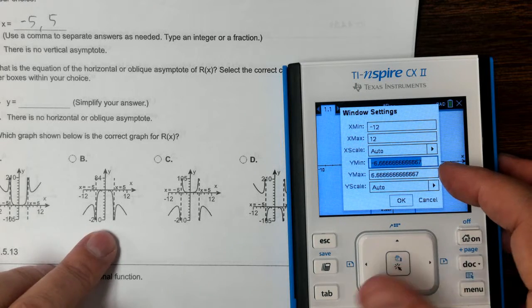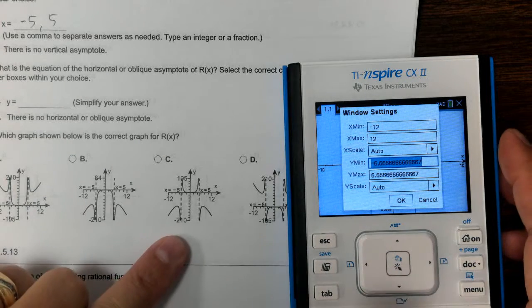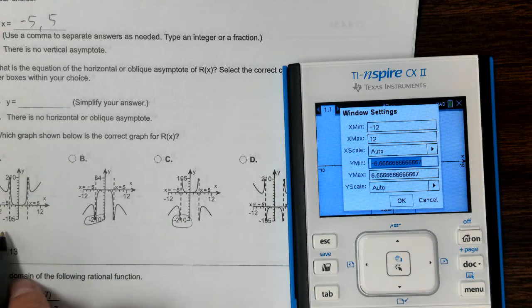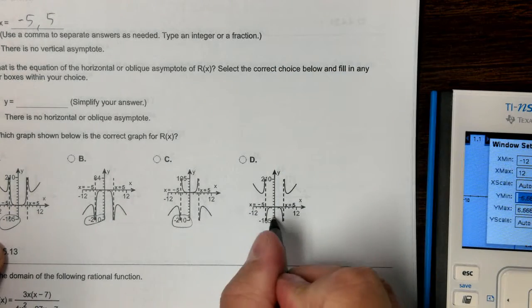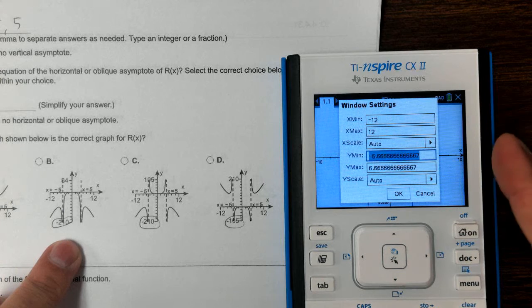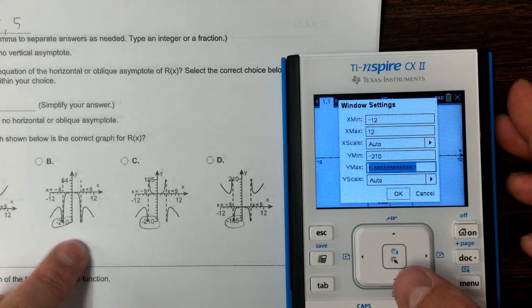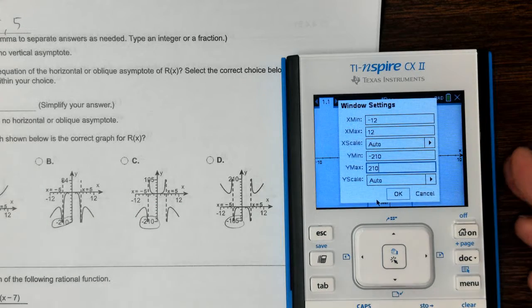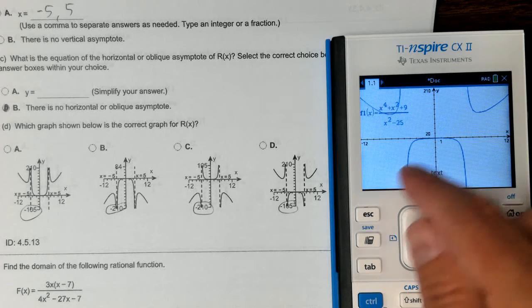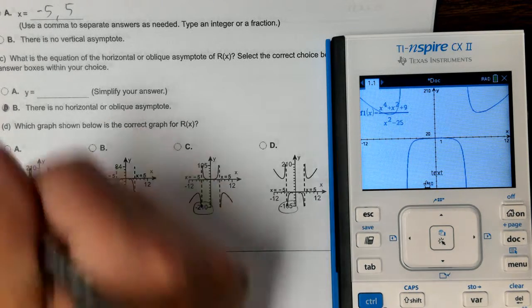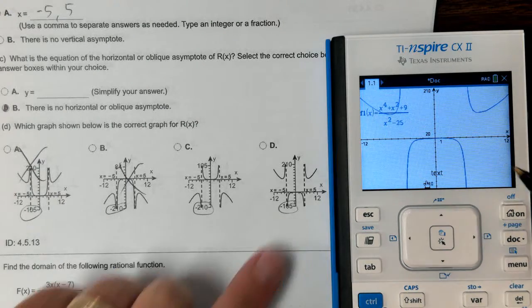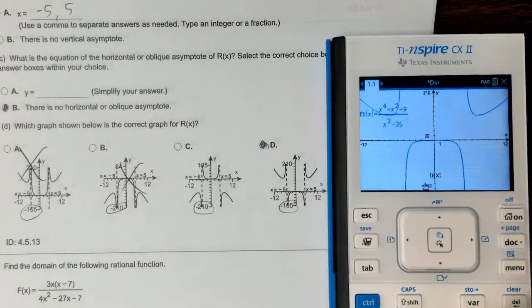And then some of these say negative 210. This one says negative 105. So some of them say different numbers, and then flip that. So I'm just going to make it the absolute lowest, negative 210, and the absolute highest, which is positive 210. And just look at that. Okay, so it's going down in the middle, so it's not this one. And yeah, it's not this one. And yeah, that's D. It's a D graph. Very good.